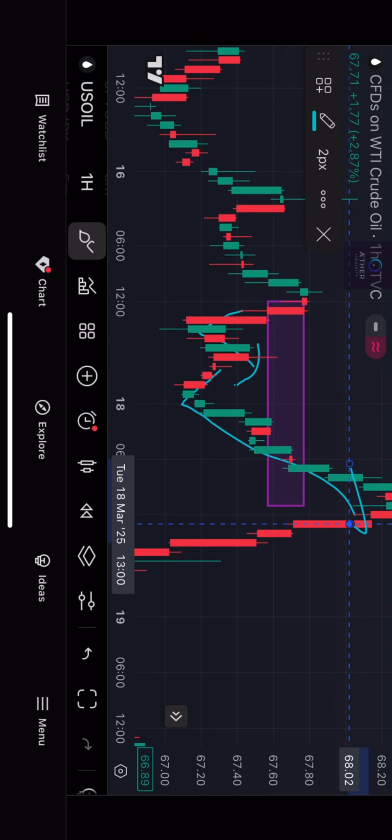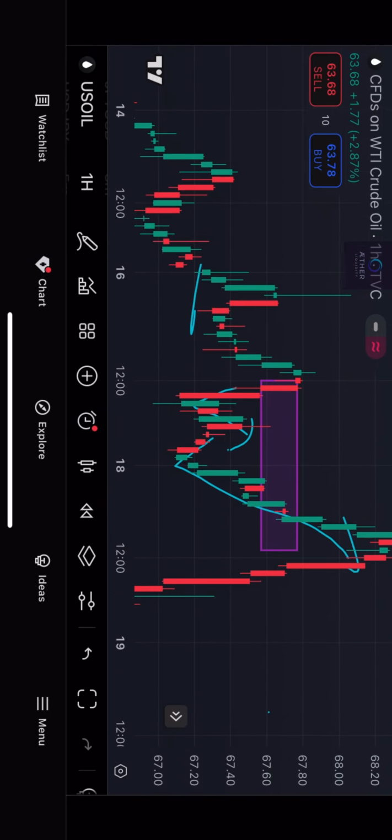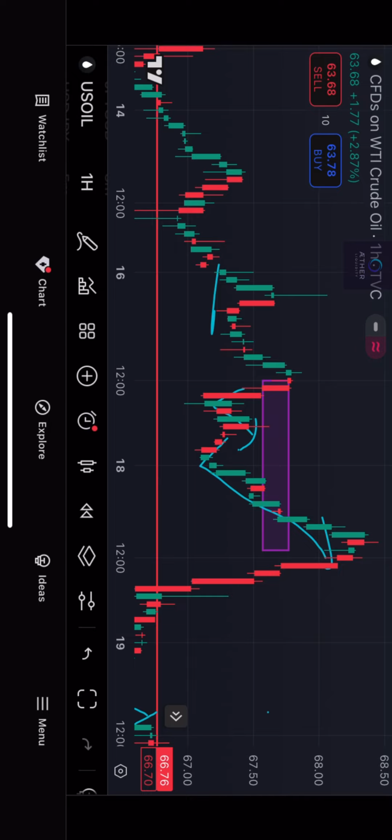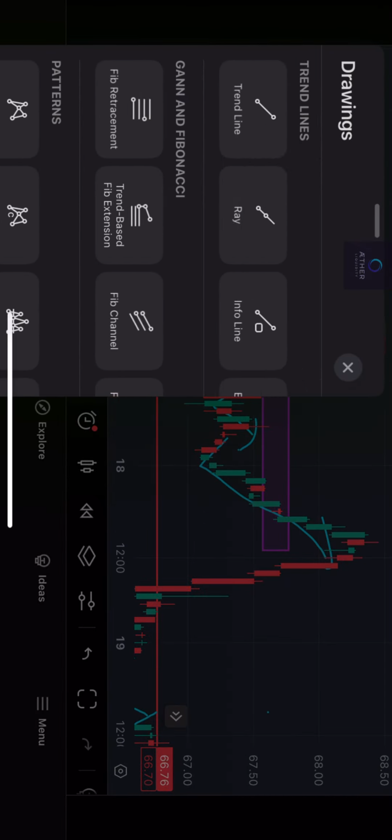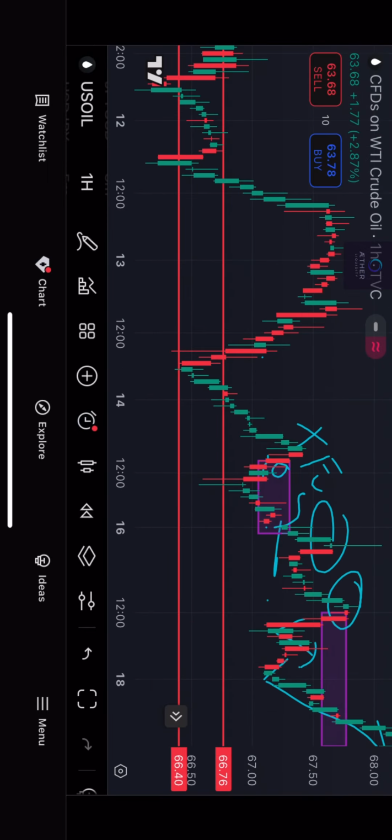Price was hunting those levels before reversing. Also notice this bearish FVG, that long wick. That's what I warned you about earlier. It's a trap. How to identify real FVGs? So how do you identify real FVGs?